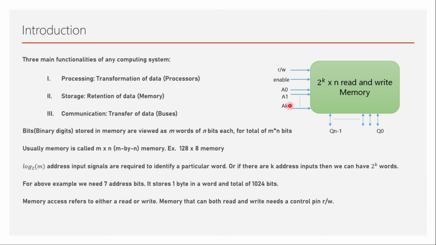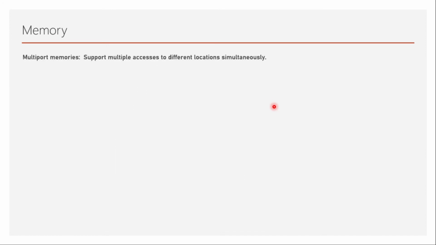The memory I have shown here is a single port memory, where you have a single set of read-write, enable and address signals. But you can have multi-port memories as well, which support multiple accesses to different locations simultaneously. These memories will have multiple control lines and address lines.